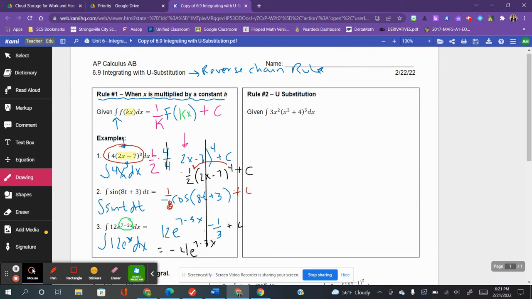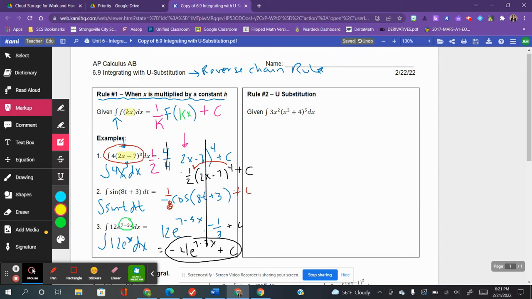Oops, what did I forget? I forgot a plus c. Okay? All right, so again, if you notice, all of these inside functions are linear functions. And so those are going to be the easy functions.